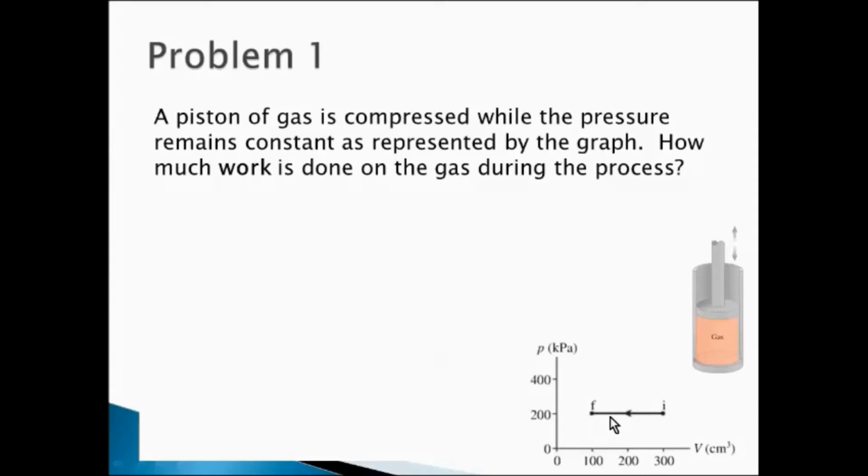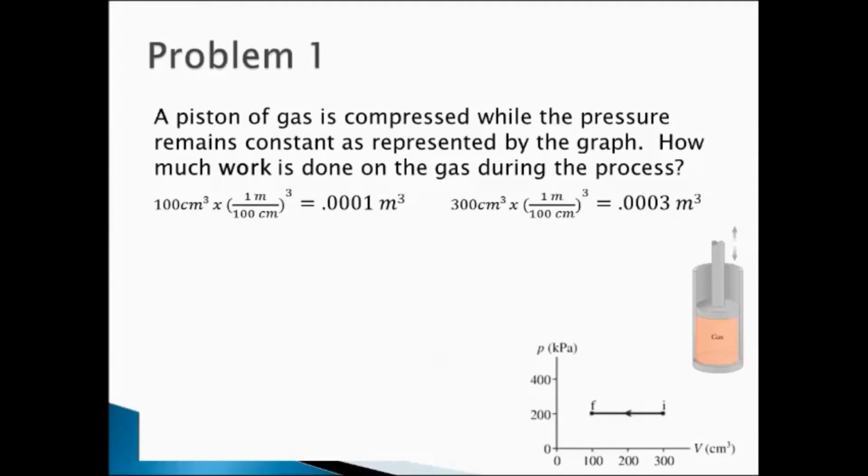process. Since it's isobaric, we can use P delta V. But we do need to convert our units. So we're going to have to convert our initial volume from 300 cubic centimeters into cubic meters, and this is going to be our conversion. And we're going to convert our final volume into cubic meters. So once we have it in cubic meters, we can put it into our equation.